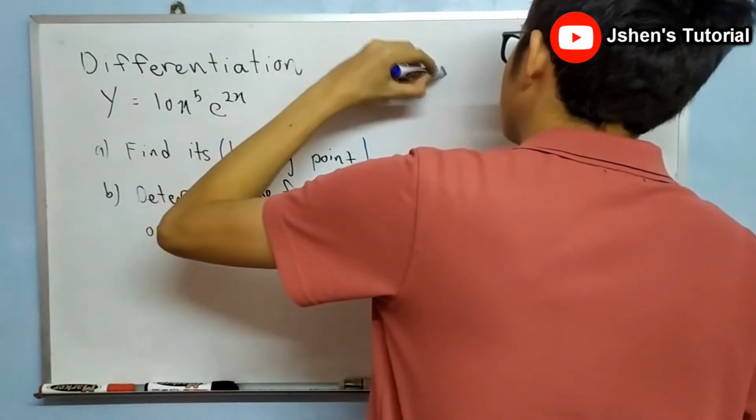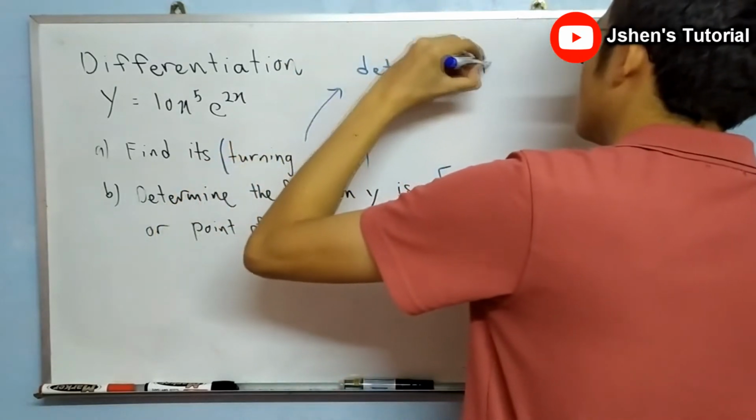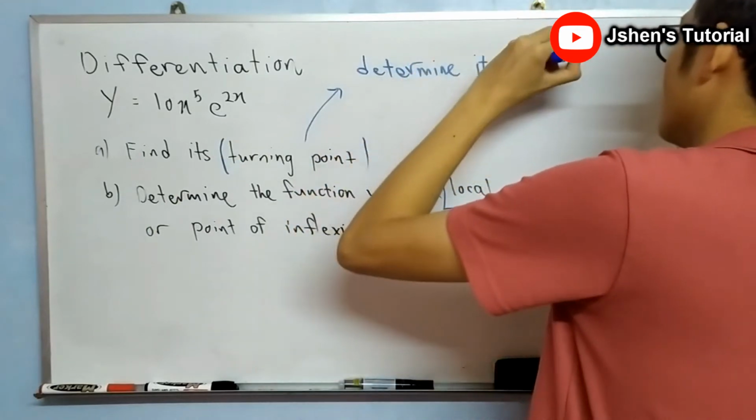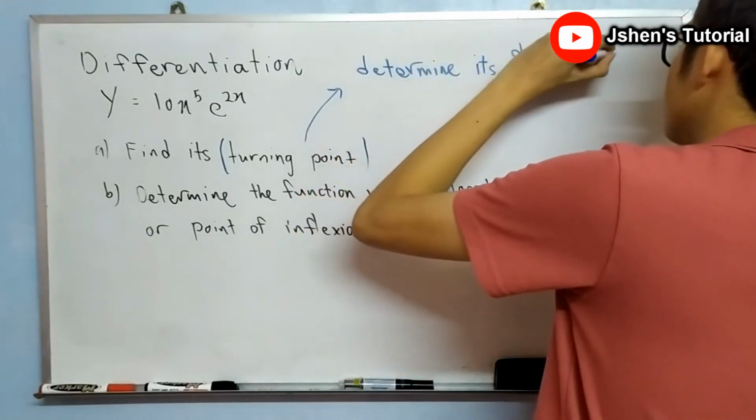Well, for the first part, for its turning point, we will determine dy by dx, and let dy by dx equal 0.